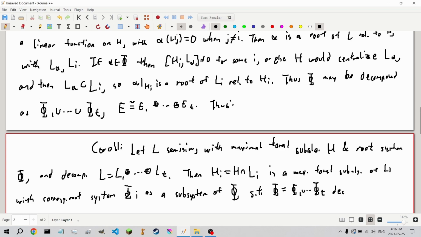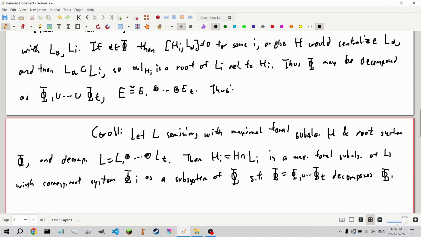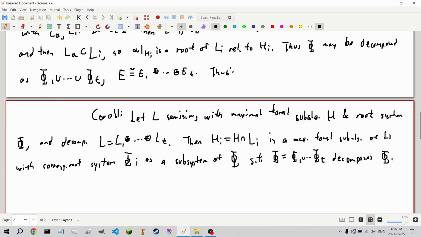This decomposes our root system into irreducible components, of course. And from this we see that we can characterize all semi-simple Lie algebras by the root systems just from characterizing the simple ones by the root systems. Now with all the setup out of the way, let's look at the isomorphism theorem.